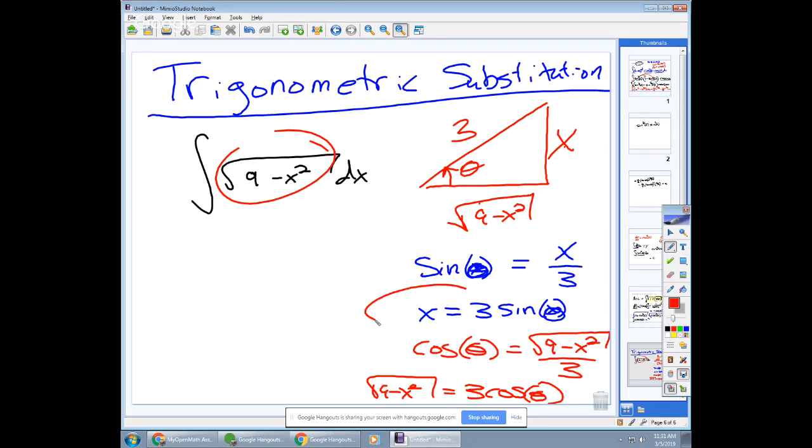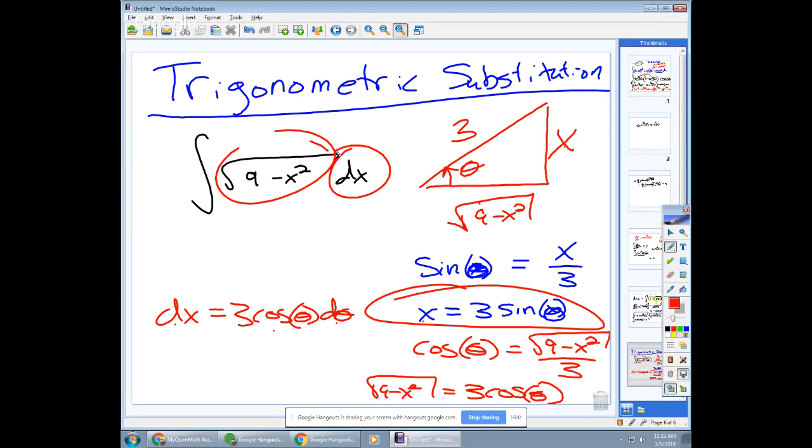Here's how we're going to do that. That equation gives me dx. Take the derivative of this equation right here in differential form, and you get dx equals 3 times the cosine of theta d theta. Right? Derivative of x could be called dx, right, in differential form. The derivative of the sine is what? Cosine. And differential form needs a d theta over there too. So now I can also replace dx.